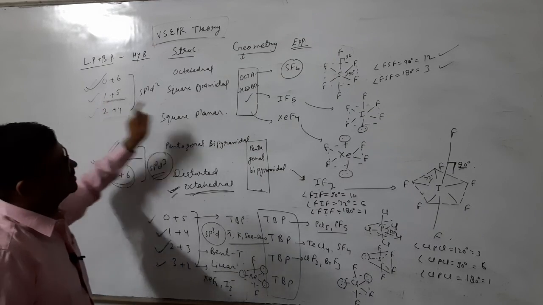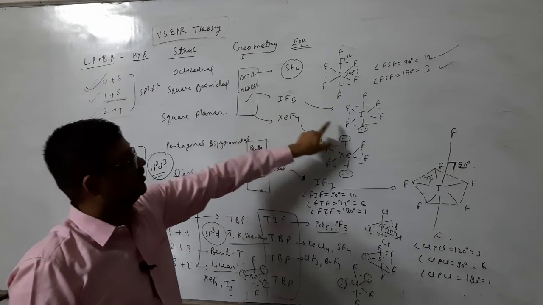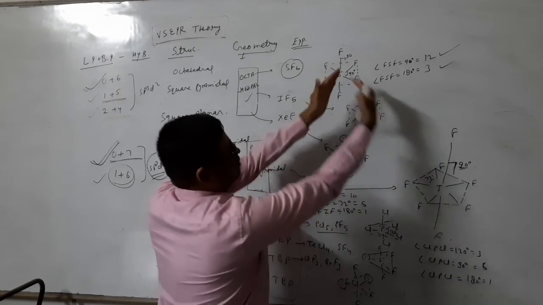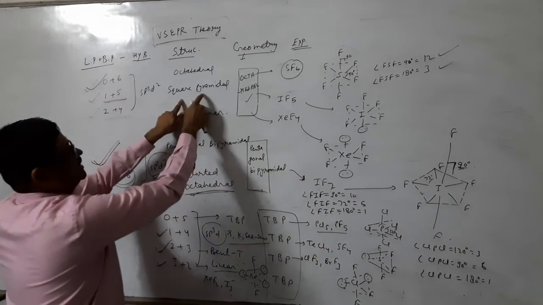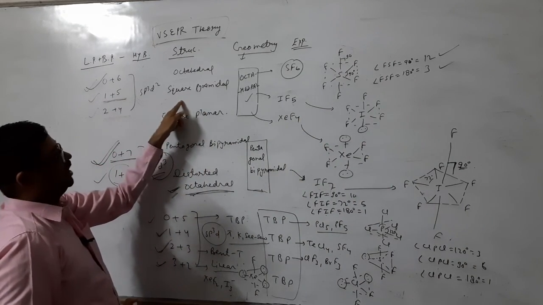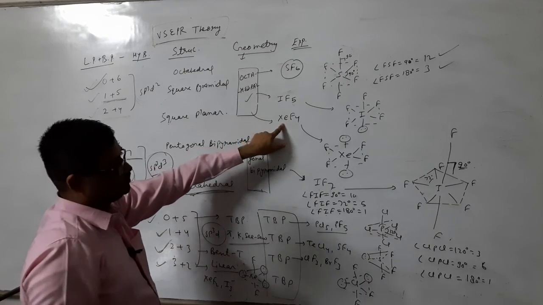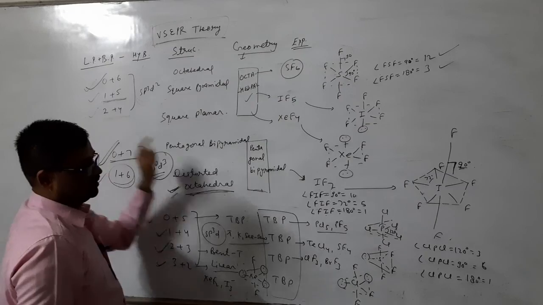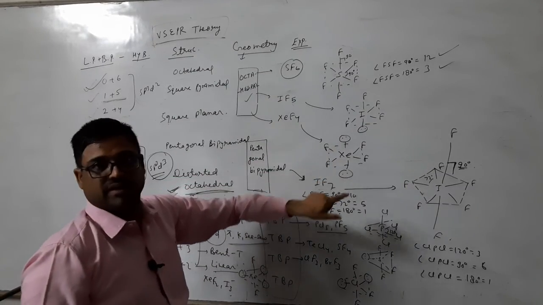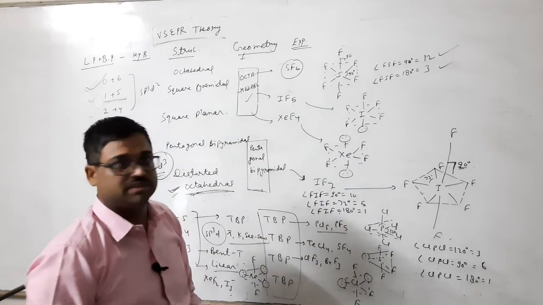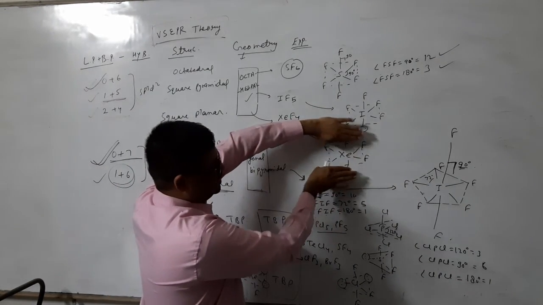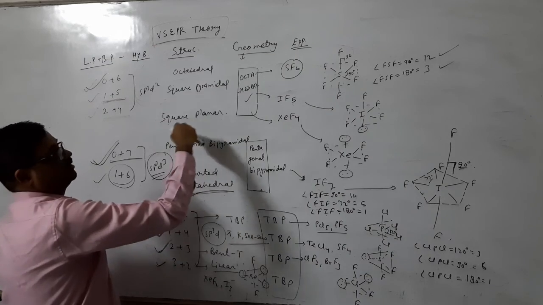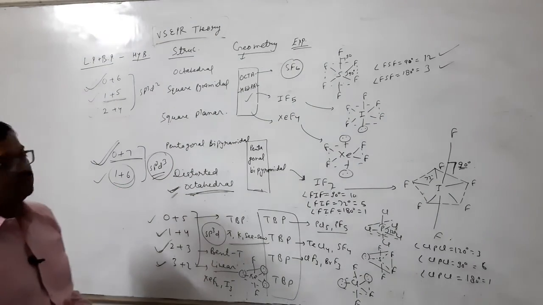Clear? So in the first case, IF5 is the example. One lone pair is there, lying there. So you can read it like square pyramidal. Square pyramidal is the structure of IF5. If I take the example of XeF4, then you can see 2 lone pairs are there. These 2 lone pairs will be accommodated on axial positions, and now we will read it as square planar. So this is square planar and the geometry is octahedral. Clear?